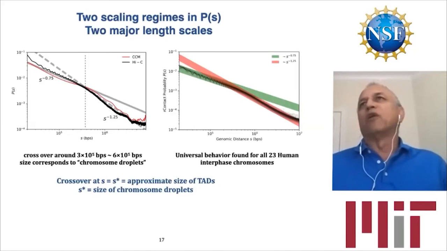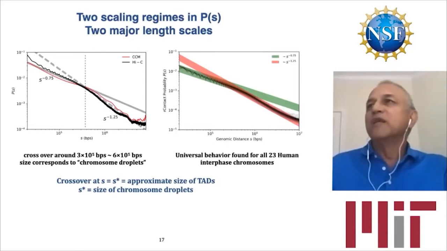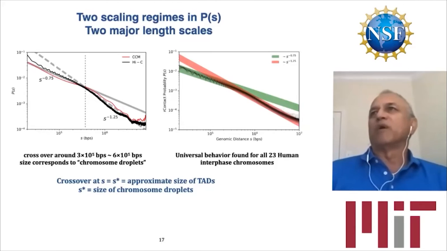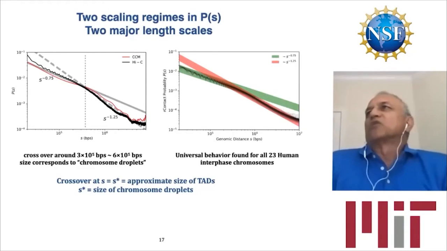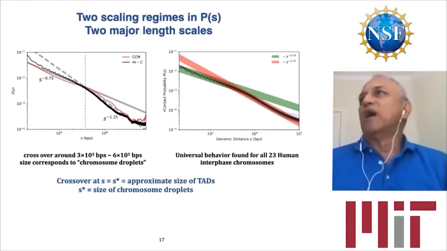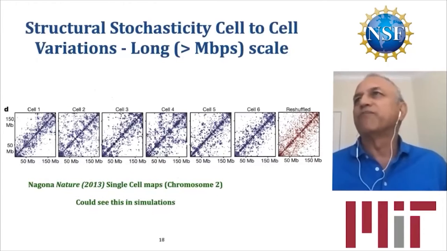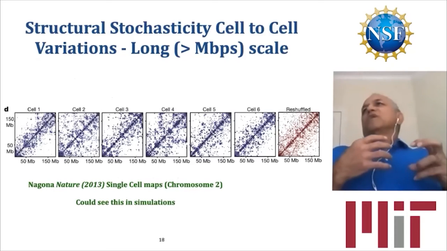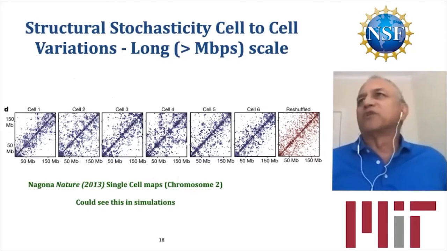Interestingly, the power laws, 0.75 and 1.25, are in fact very beautiful numbers, but we haven't found a mathematical theory for how they emerge for chromosomes. And this is valid for all the chromosomes. If you analyze the data from experiments, you can see the crossover from 0.75 in the green to 1.25 in the red. So that is merely to show that in fact the model captures things correctly.